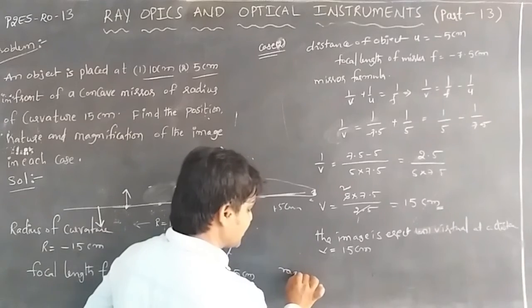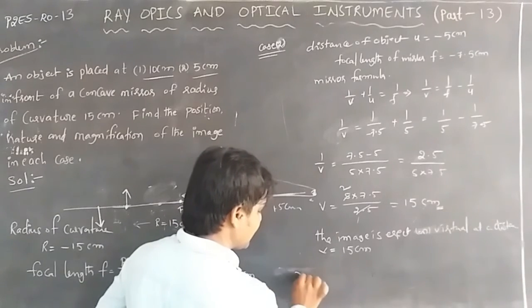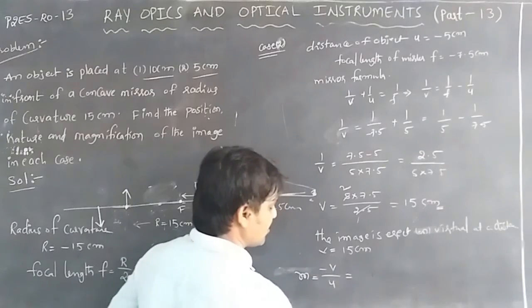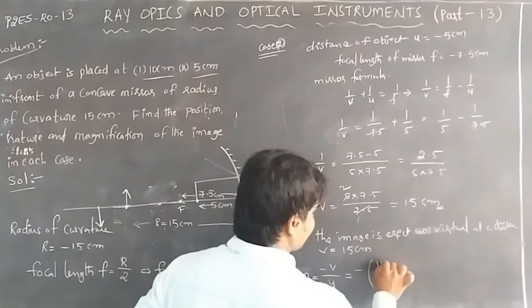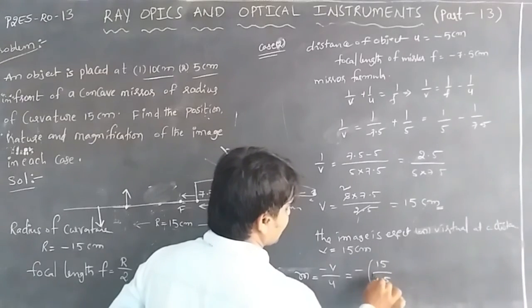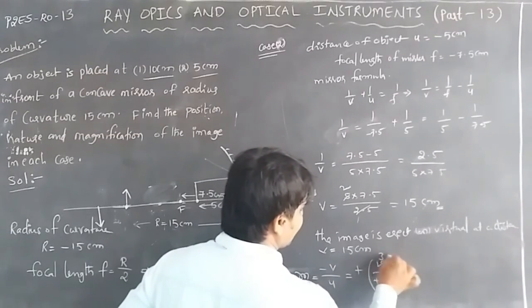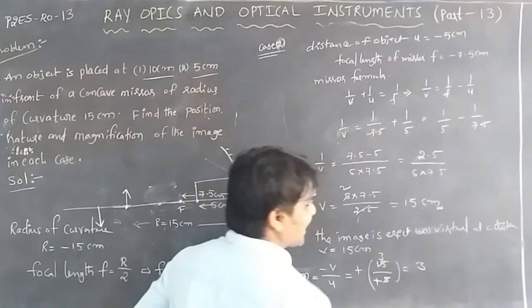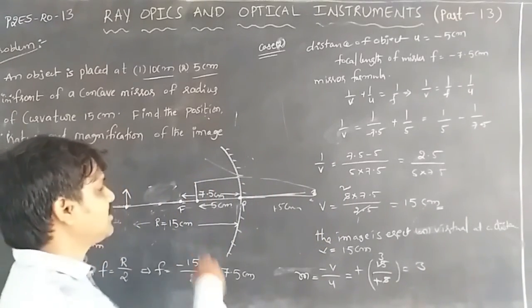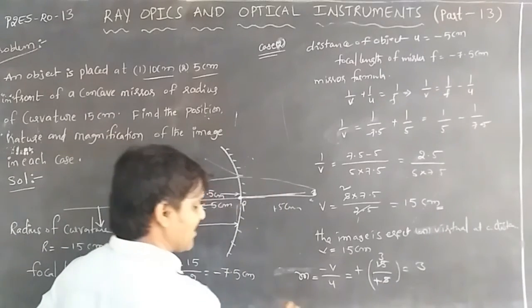Then magnification: m is equal to minus v by u, that is minus of plus 15 by minus 5. The minus signs cancel, and 15 by 5 is 3, meaning 3 times, in the direction of the incident ray.